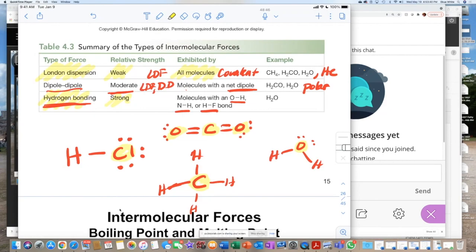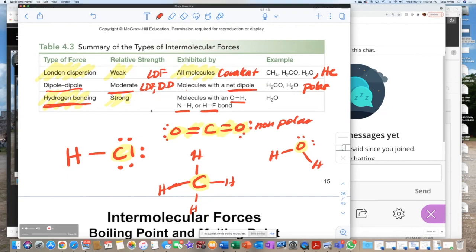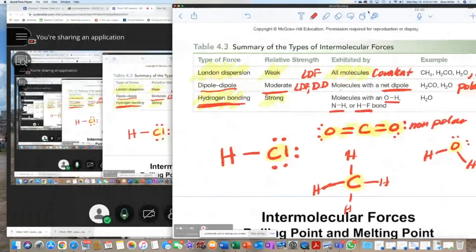Do the bonds or lone pairs around the carbon match? The ones touching the carbon, that's all we care about. These match. Yes, these match. So this is then non-polar. Okay. What else? Let me check to make sure everything is kind of halfway through.